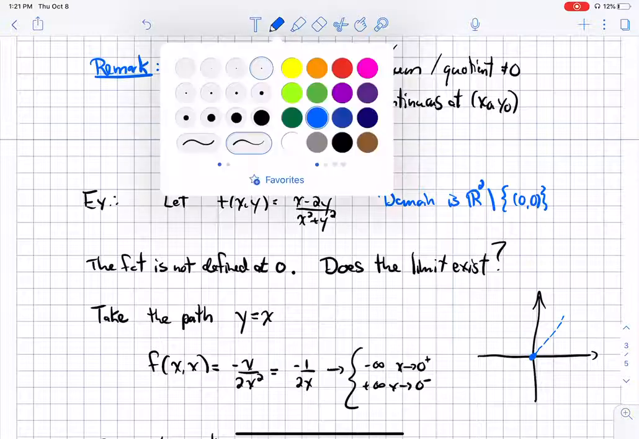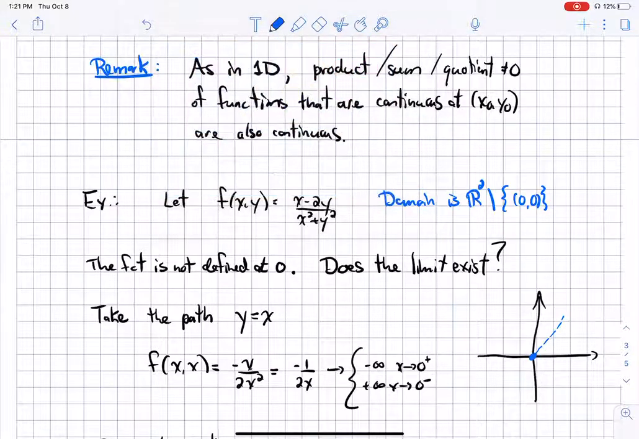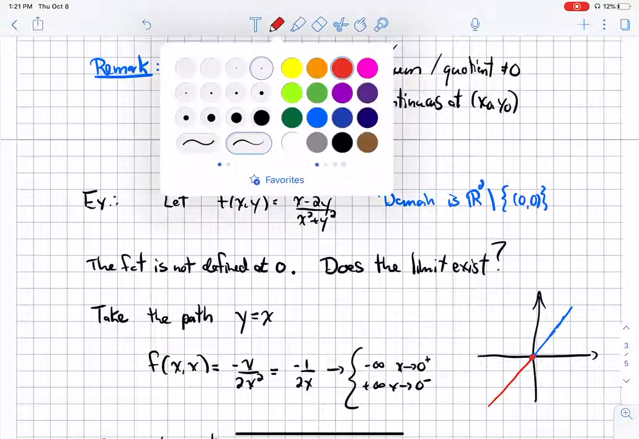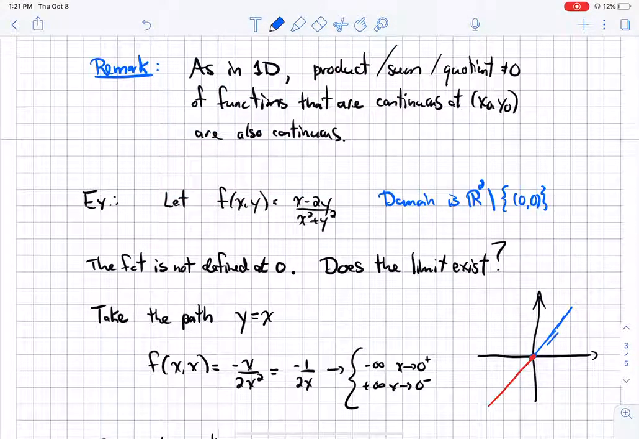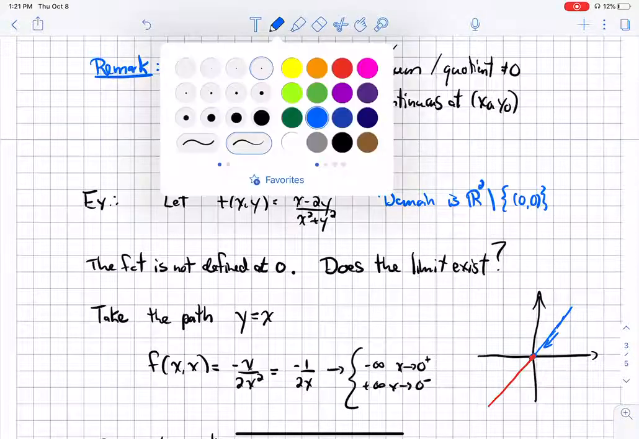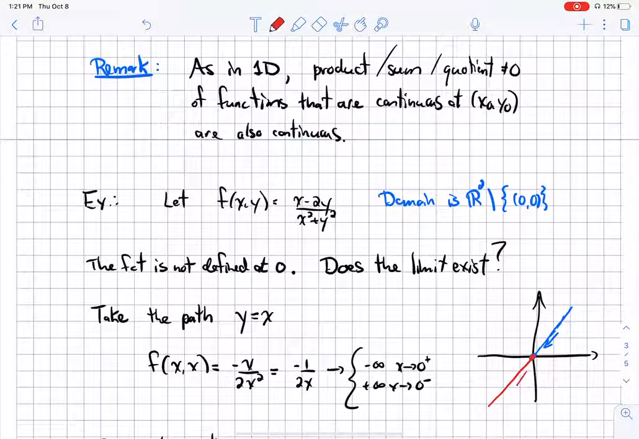So you take the line y equals x. This is that line. I'll put two colors, you'll see why, for the positive or negative. So I'll approach (0,0) on the path y equals x, taking x small, and here I approach from the negative. So these two paths.